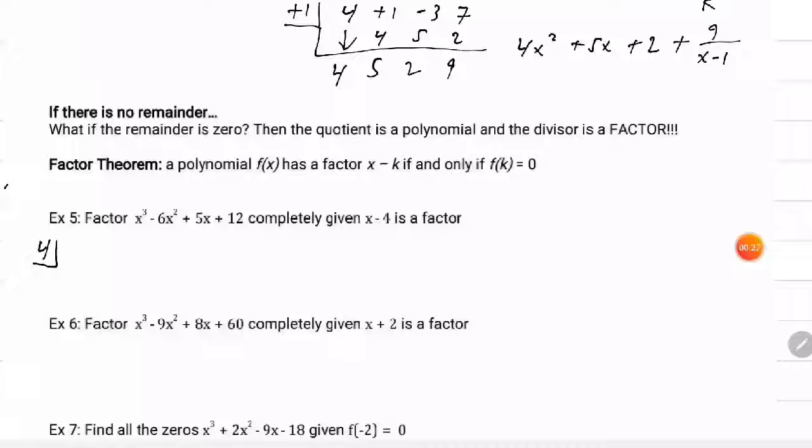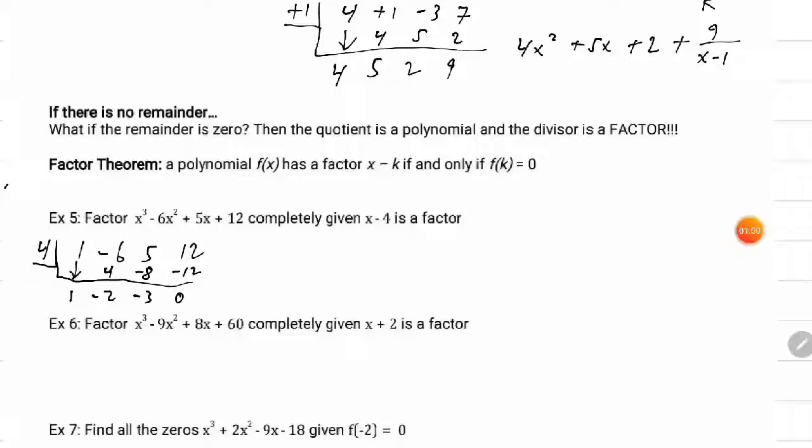Okay. So I'm going to use the opposite of x minus 4 here. List out our coefficients again. 1 for my x cubed, minus 6 for my x squared, 5 for my x, and then 12 for my constant. Okay, and then we bring it down. I get 1. 4 times 1 is 4. Then we get negative 2. Negative 2 times 4 is negative 8. 5 plus negative 8 is negative 3. Then we get negative 12. See, our remainder is, in fact, 0.